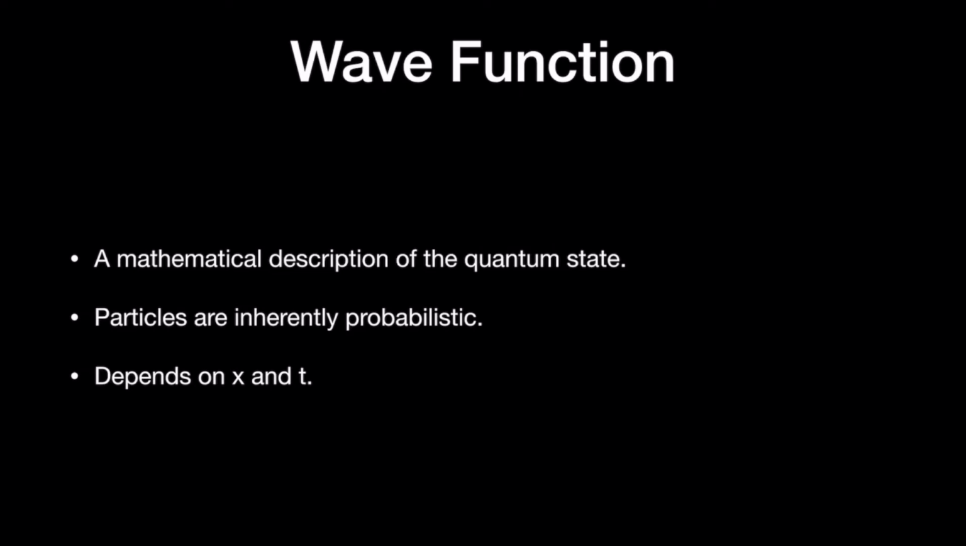So firstly, by definition, a wave function is just a mathematical description of the quantum state. And it's quite similar to position or acceleration, etc., in classical mechanics. And also, we say that particles are inherently probabilistic. This term means that they could appear in a range of positions instead of being at a certain point.